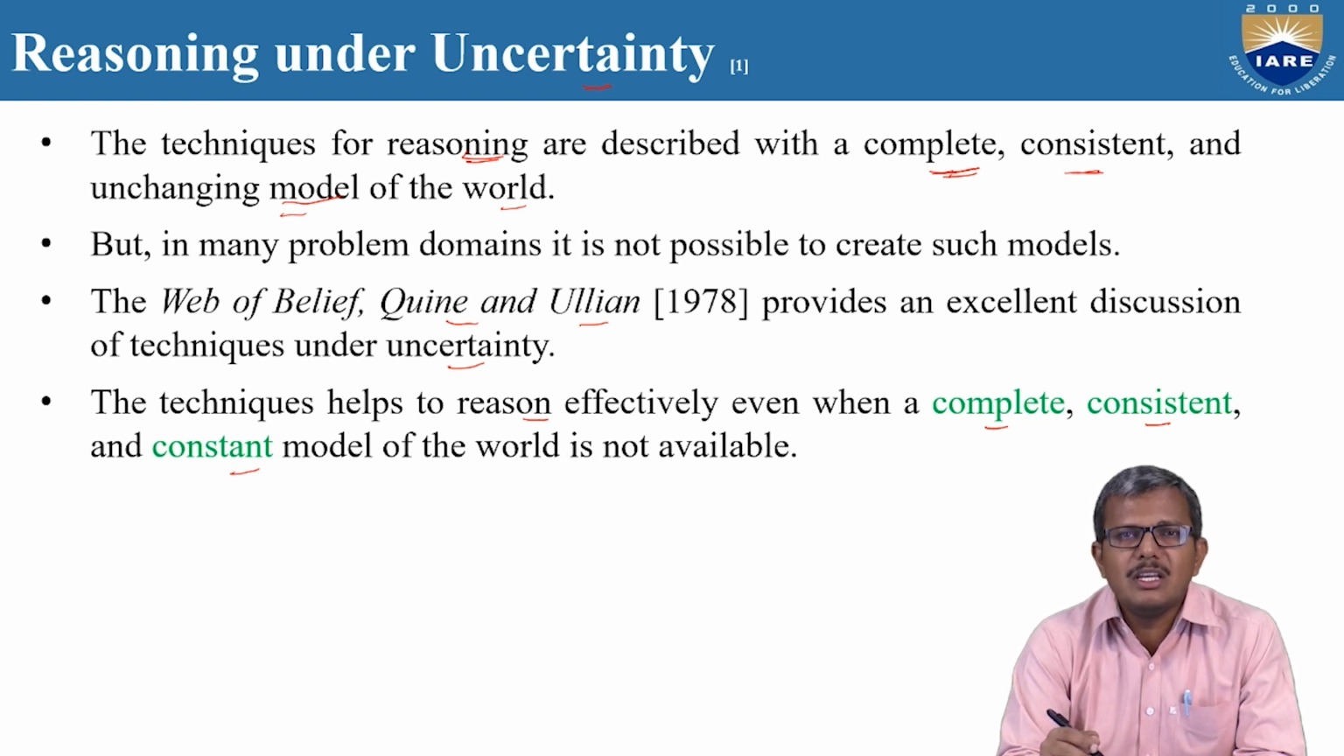Even in artificial intelligence, we cannot say that the knowledge base always has constant knowledge. Why? Because it is a continuous process to update the knowledge present in the knowledge base. That means the knowledge in the knowledge base is not completely consistent, because it is always going to change.